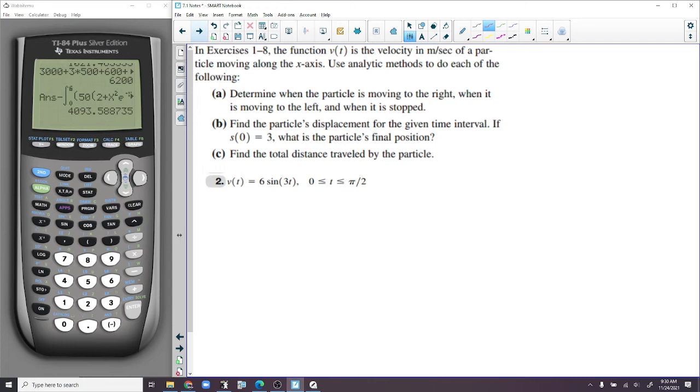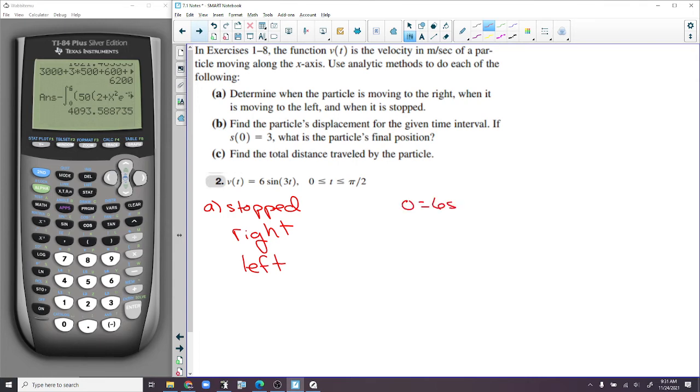Anyway, the function v of t is the velocity in meters per second of a particle moving along the x-axis. Use analytic methods to do each of the following. In other words, work this by hand. A, determine when the particle is moving to the right, left, and stopped. So for A, we like doing stopped first. We like to get our zeros first. Then we're going to find out when it moves to the right and when it moves to the left. There's not a whole lot new here.